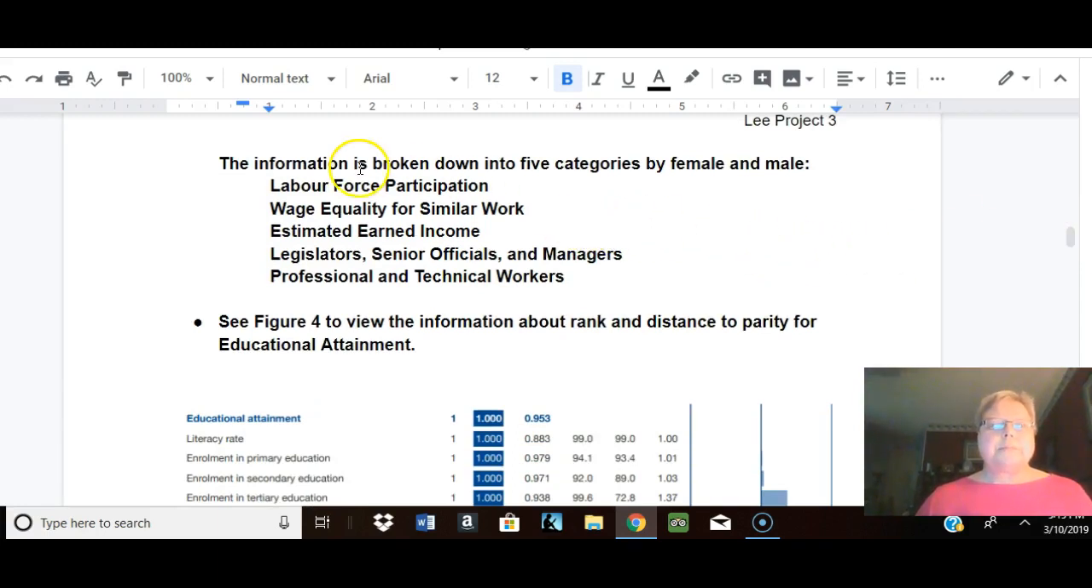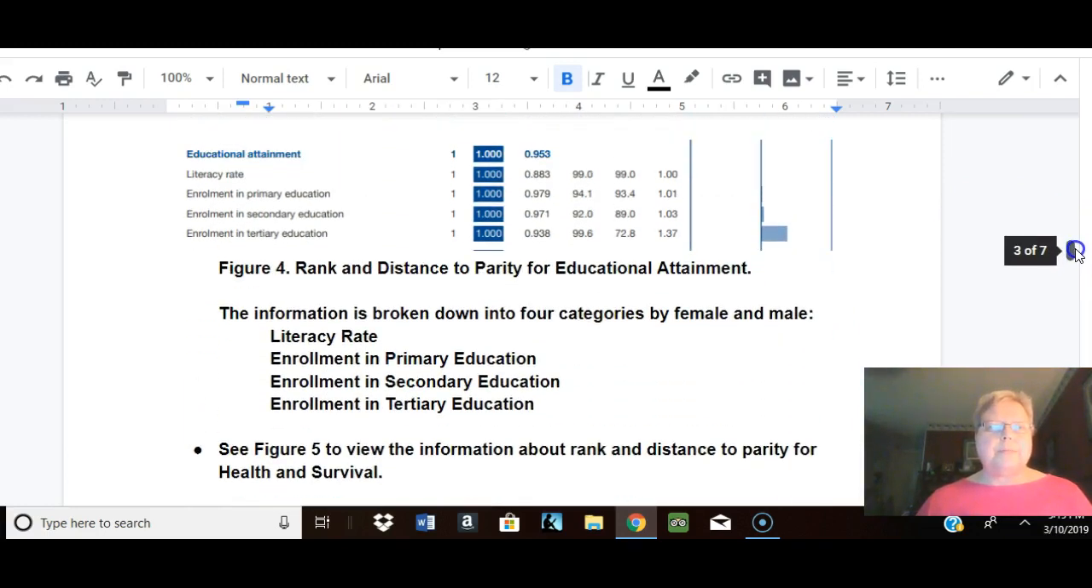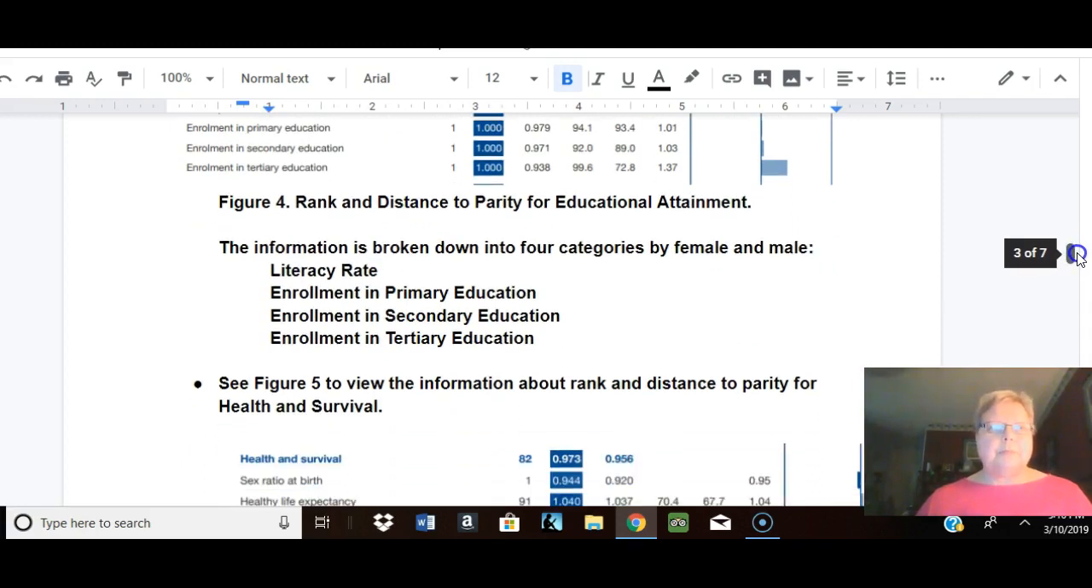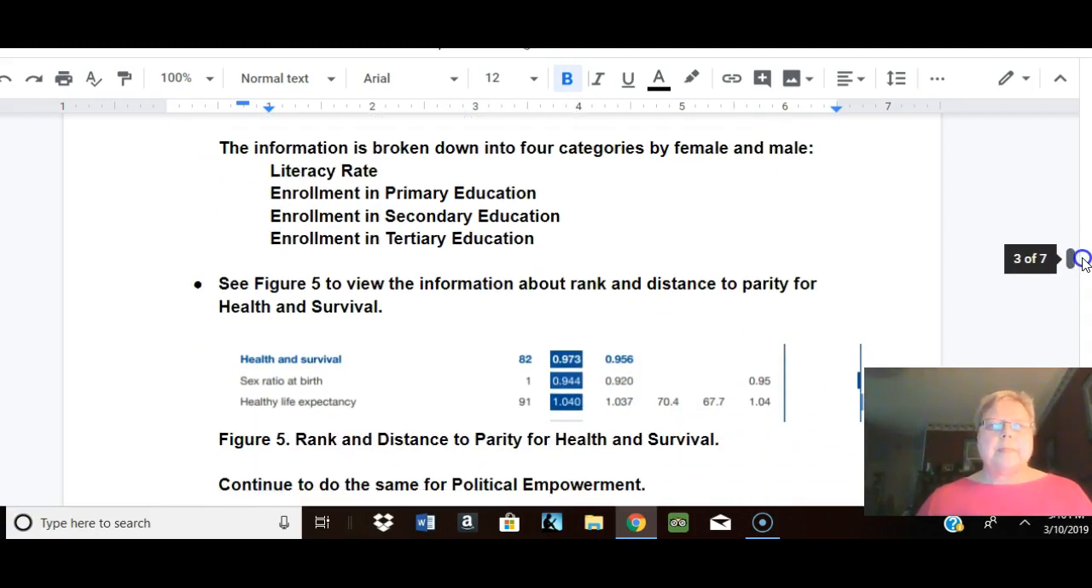All right, so the categories divided by male and female are labor force participation, wage equality for similar work, estimated earned income, legislators, senior officials and managers, professional and technical workers. So each of the categories has subcategories like that. And I want you to look at all the data and come up with some good statements that you can make about what you are seeing as far as the data is concerned.